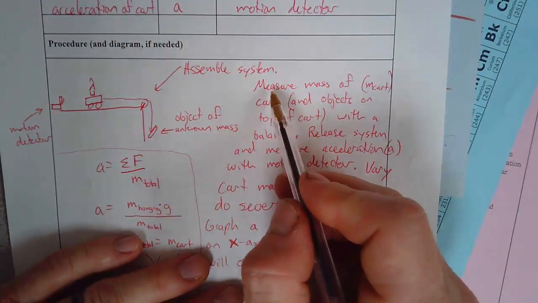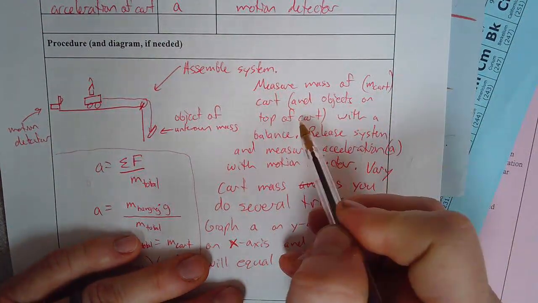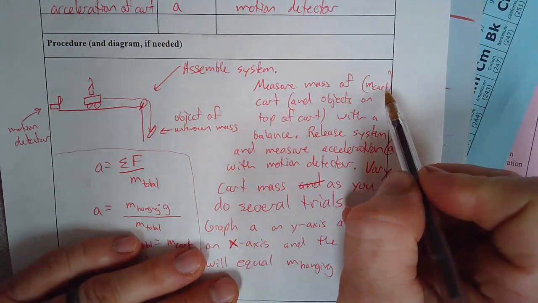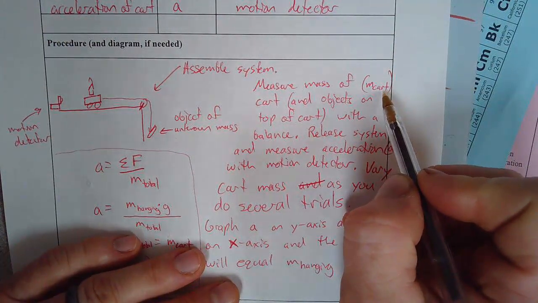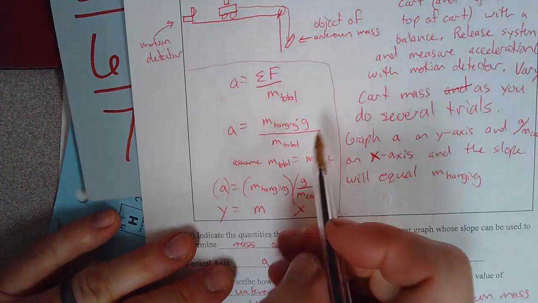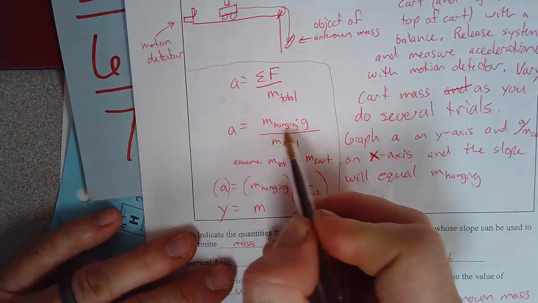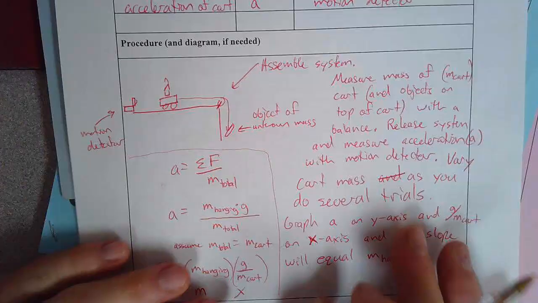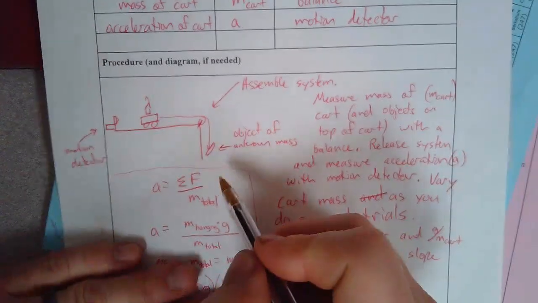So there you go. Measure the mass of the cart and the objects on top of the cart with a balance. I called all of that together mcart. You could have called it something else if you wanted to, but that's just how I chose to do it, because I wanted to differentiate mcart from mhanging, because that's going to be the object we're trying to find the mass of later.